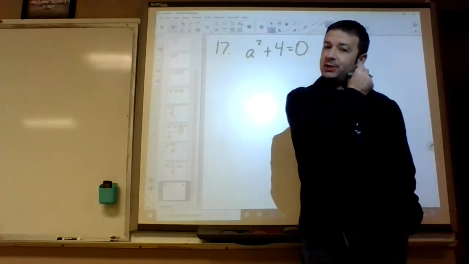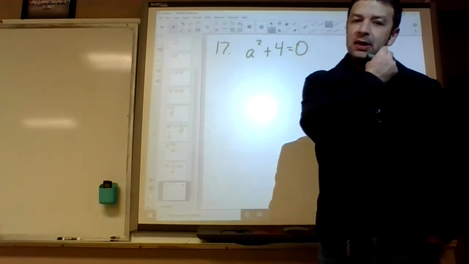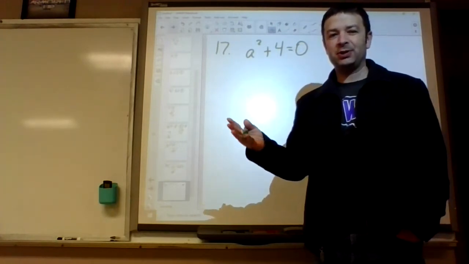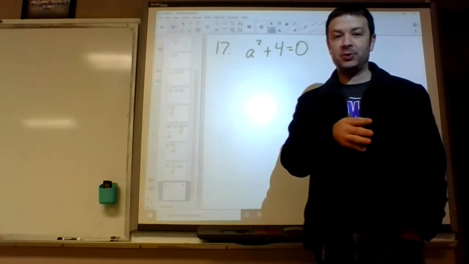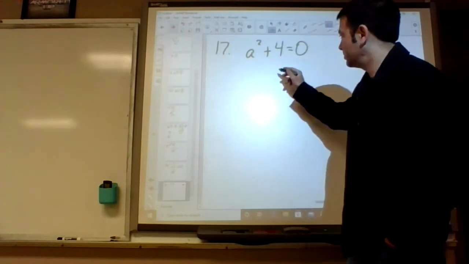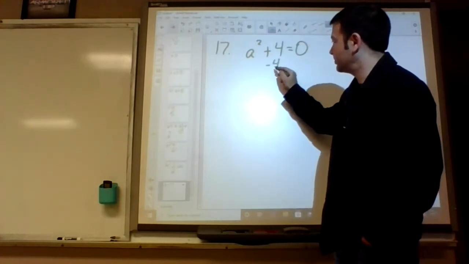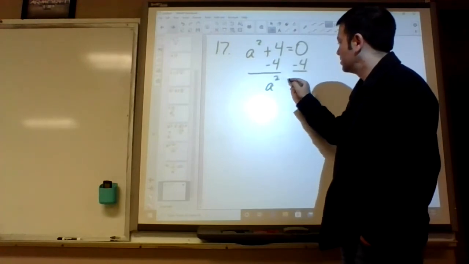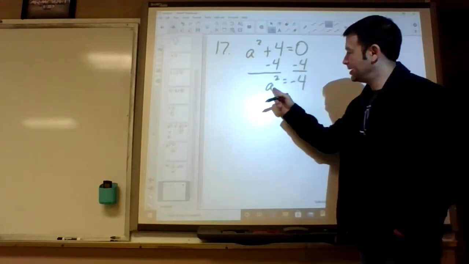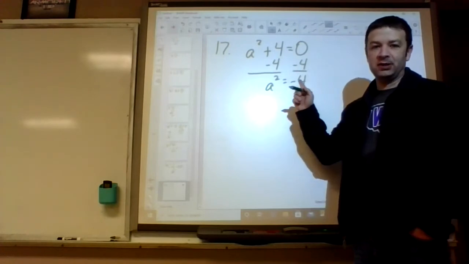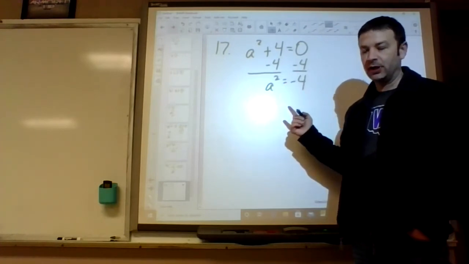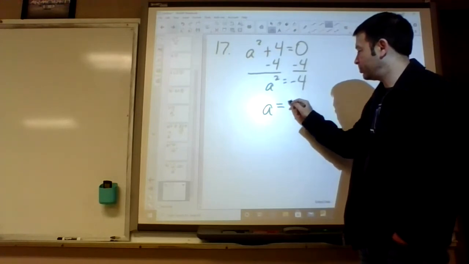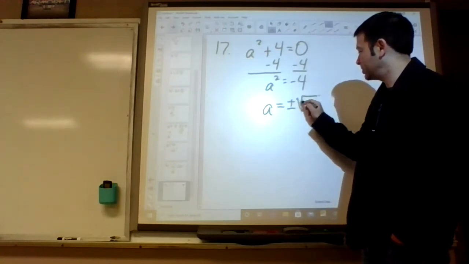Alright, this one says a squared plus 4 equals 0. So we want to make it look like the last couple of problems where it says a squared equals, and then we can take the square root of both sides. So I need to get rid of this plus 4, so I'm going to take away 4. And then if a squared is negative 4, that means a is the square root of negative 4. So I'm going to write that. I'm going to go ahead and put a plus minus square root of negative 4.